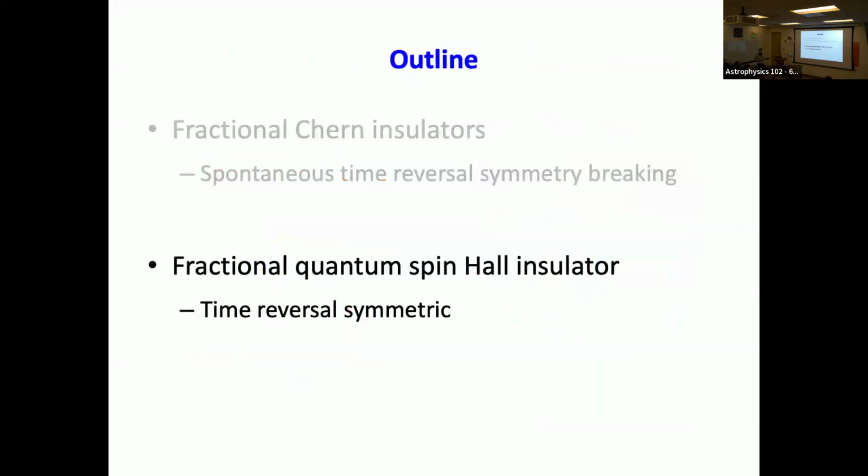Okay, so I hope that this is the first part. I hope that I convinced you that there is a fractional Chern insulator in this system. And now we move on to the second part, trying to convince you that we have observed a time reversal symmetric fractional topological insulator state in this system.